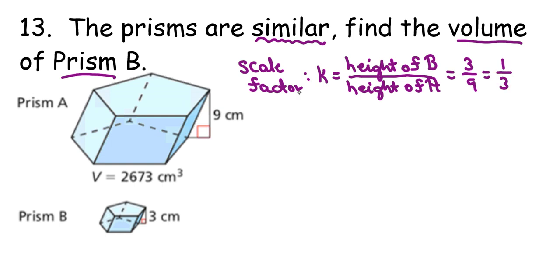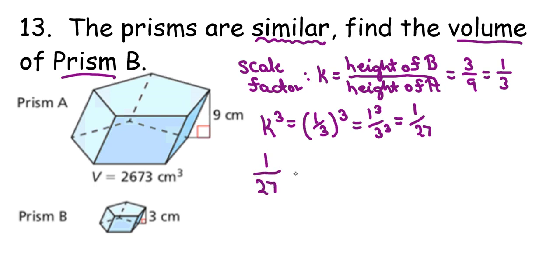Now, because we're trying to compare and calculate a volume, it's not just k we need, it's k cubed. So we have to take our 1/3 and raise it to the third power. So that's 1 to the third divided by 3 to the third, which is 1 over 3 times 3 times 3, or 27. So k cubed, our proportion, is going to be represented by 1/27. So I take my 1/27 and set it equal to the volume of Prism B divided by the volume of Prism A.